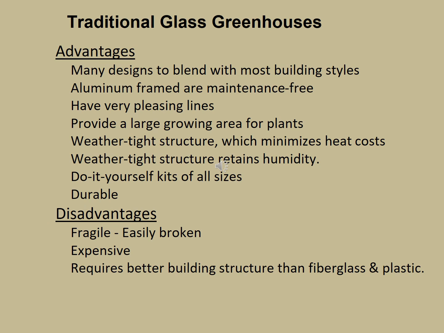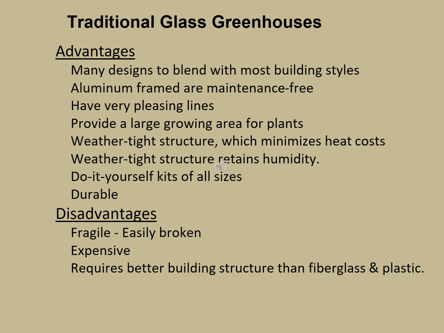There are basically two types of greenhouse materials. There's glass and there are plastic products. Traditional glass greenhouses are great. The advantages are there are lots of designs that can go with any kind of building styles. They can look really beautiful like formal conservatories, and they can be a little more rustic too with wood frames. Aluminum frames are available too, and those are maintenance free. They need almost zero maintenance their entire life. They look attractive, provide large growing area for plants. A lot of these styles are usually pretty weather tight, and you can often put them together yourself.